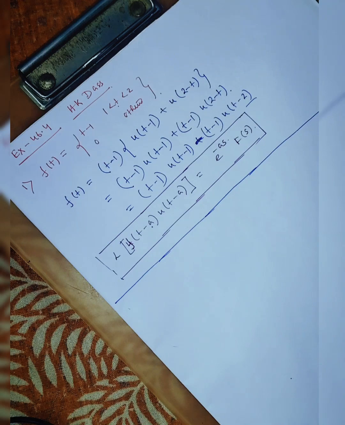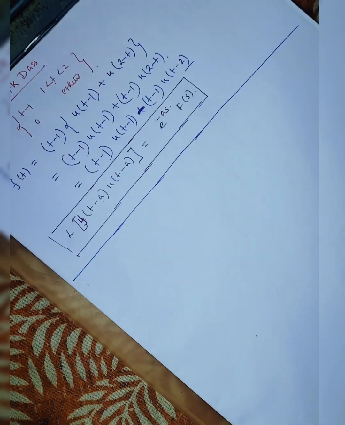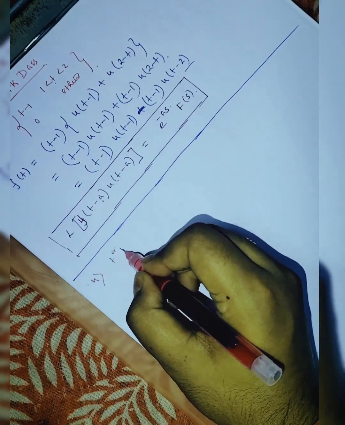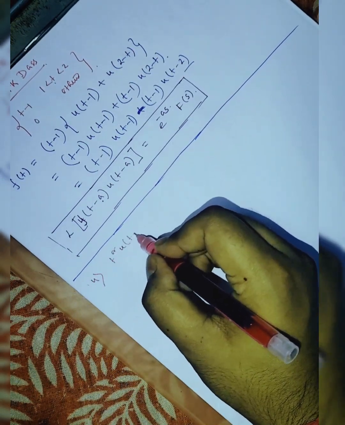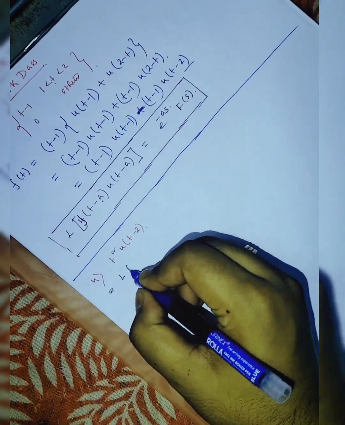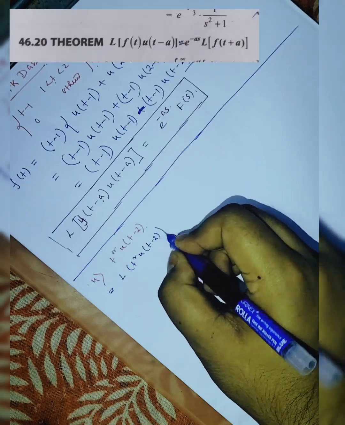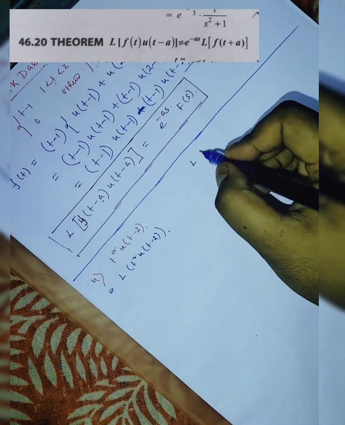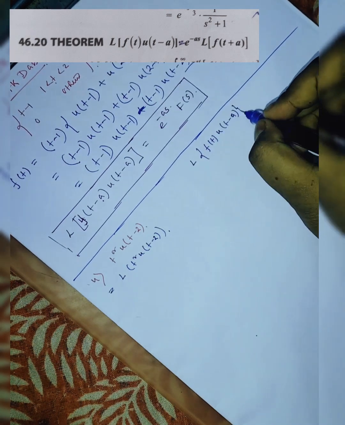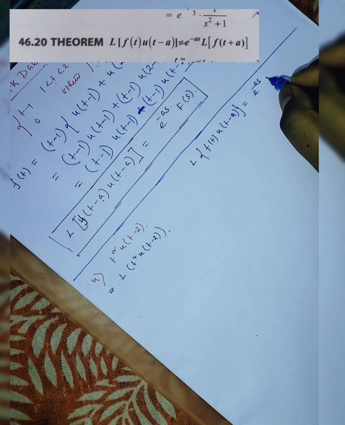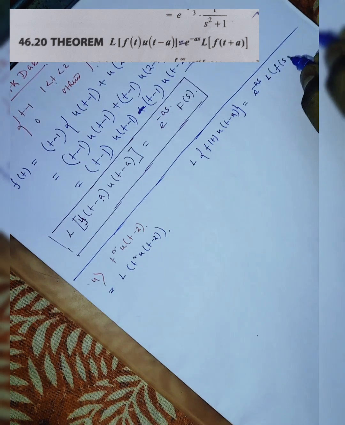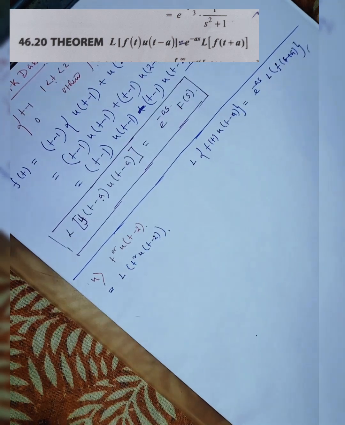Okay. Next problem. Number 4: t squared u of t minus 2. If you want to transform it, L of t squared u of t minus 2, I think here you can easily use L of f of t u of t minus a equals e to the power minus as into L of f of t plus a. You can use this formula.